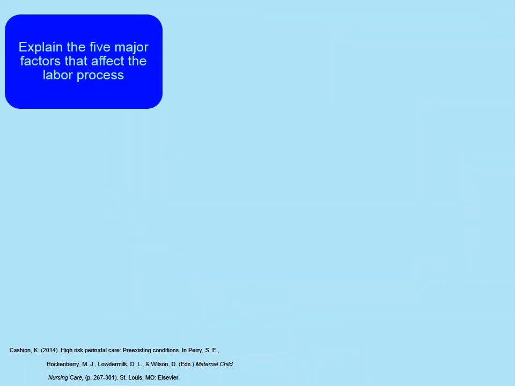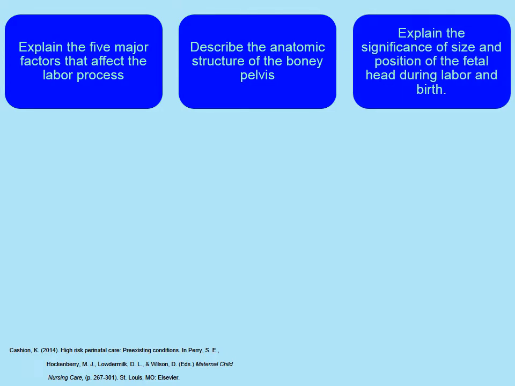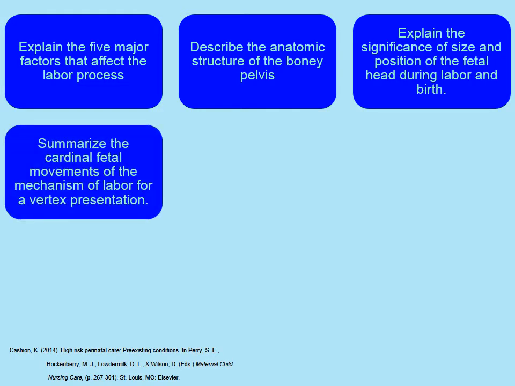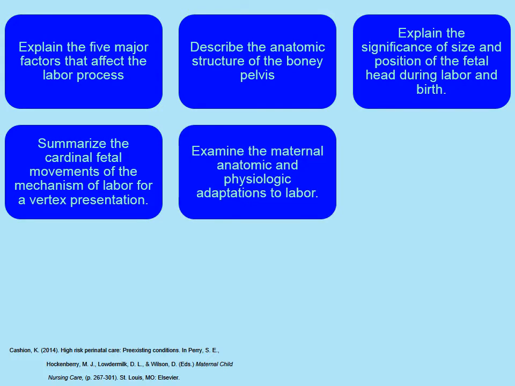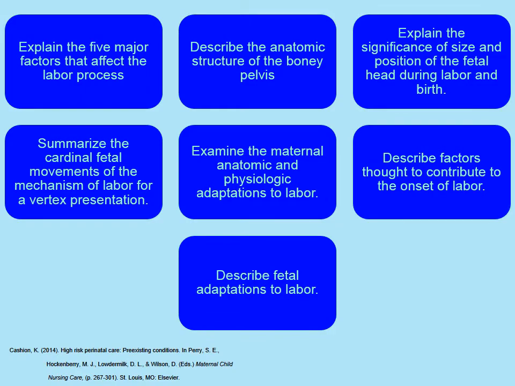Objectives for this unit include: explain the five major factors that affect the labor process, describe the anatomic structure of the bony pelvis, explain the significance of size and position of the fetal head during labor and birth, summarize the cardinal fetal movements of the mechanism of labor for a vertex presentation, to examine the maternal anatomic and physiologic adaptations to labor, to describe the factors thought to contribute to the onset of labor, and to describe fetal adaptations to labor.